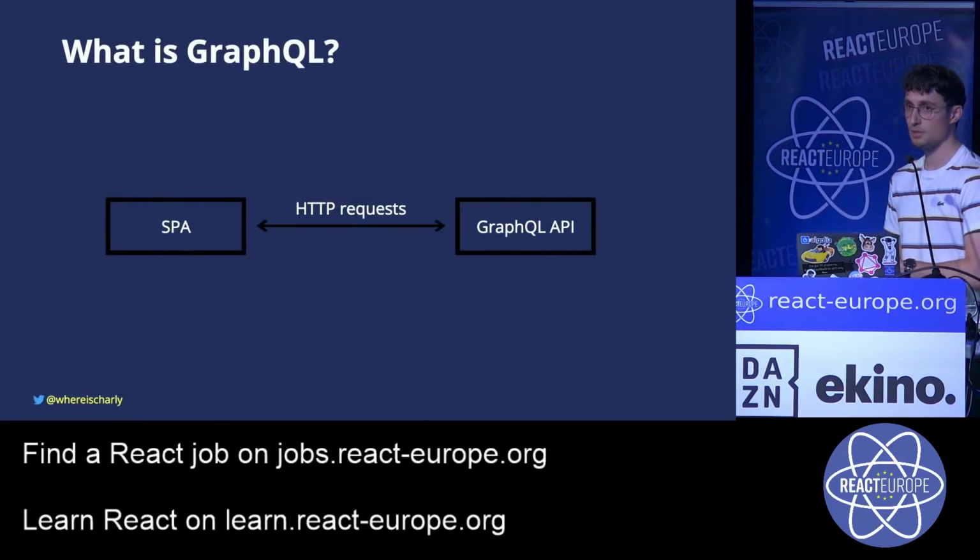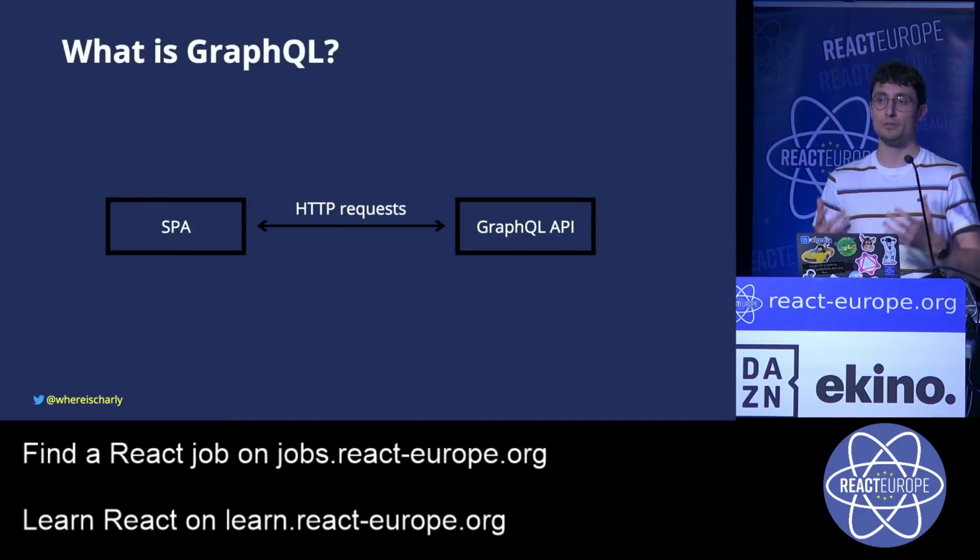Quick introduction. GraphQL is a new way for APIs to expose data. Like a REST API, you contact a GraphQL API using HTTP requests. So you already know how to use GraphQL.